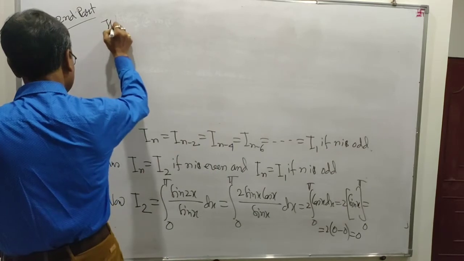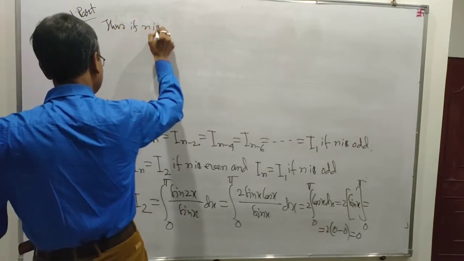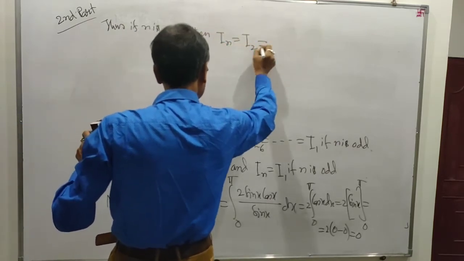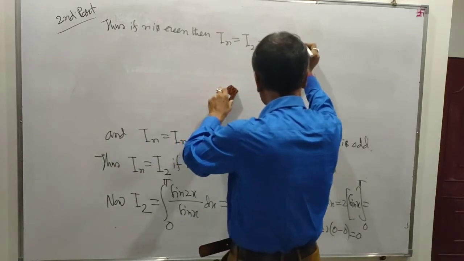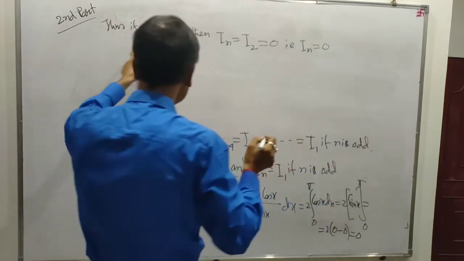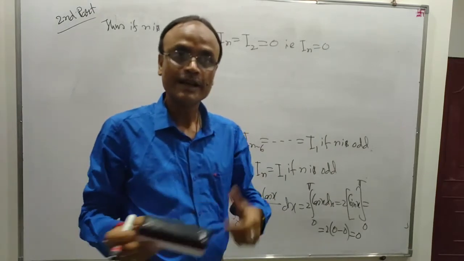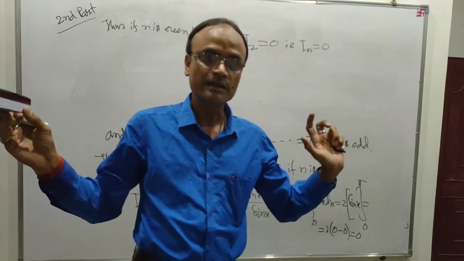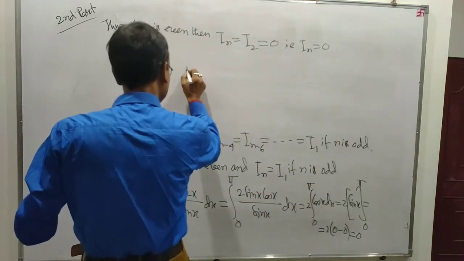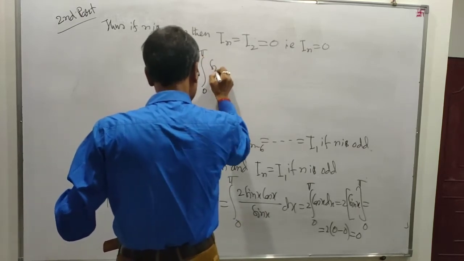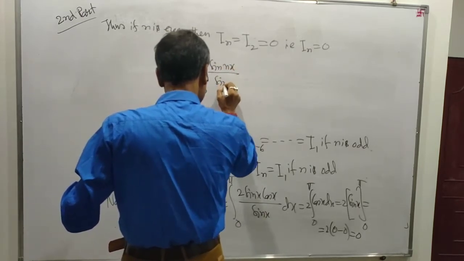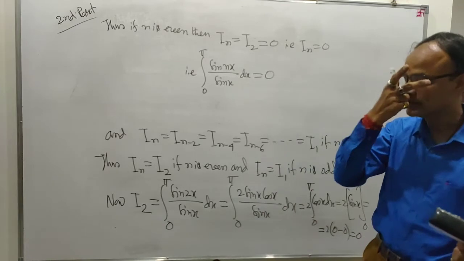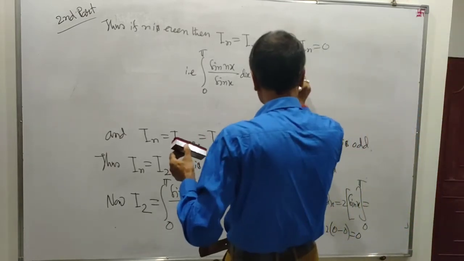Thus, if n is even, then I_2 equals 0. That is, I_n equals 0. If n is even, this is equal to 0. It means the integration from 0 to pi of sin nx divided by sin x is equal to 0 if n is even.